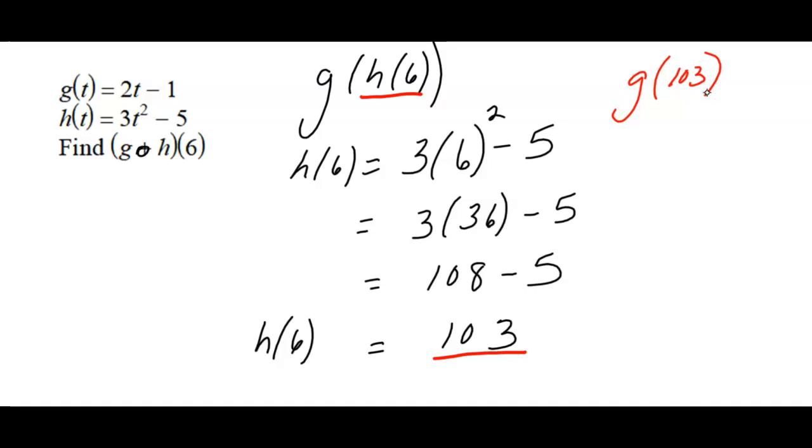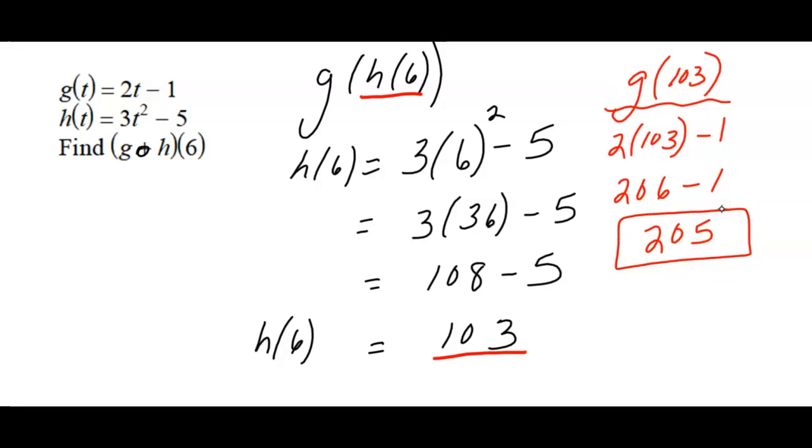So you take your g function, which is 2t minus 1, you put the 103 in instead of the t, and then you figure this out. So 2 times 103 is 206, minus 1, so that's 205. And that's your final answer. So you do a double substitution. Find the value of the inside function, take that number, and plug it into the outside function. Okay, that's it. Let me know if you have questions.